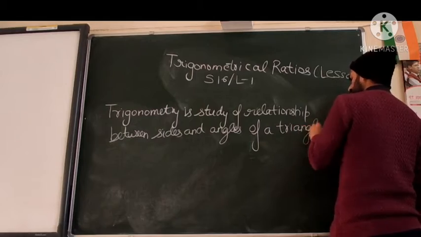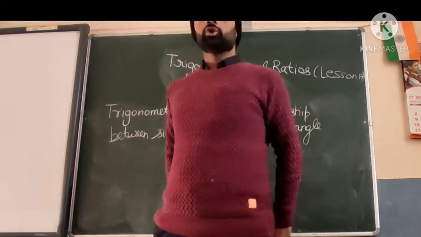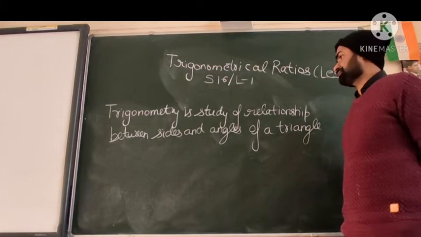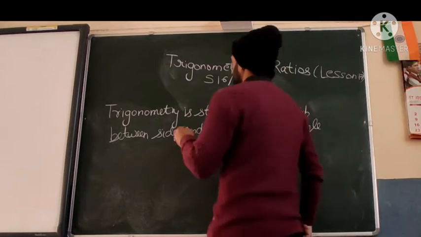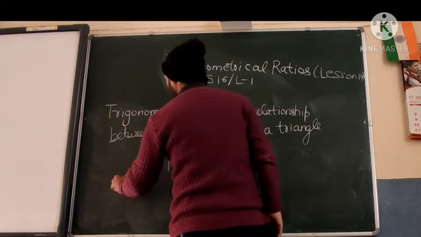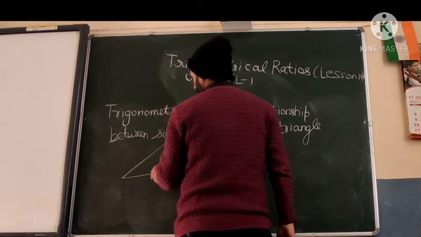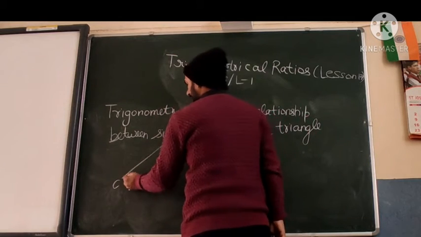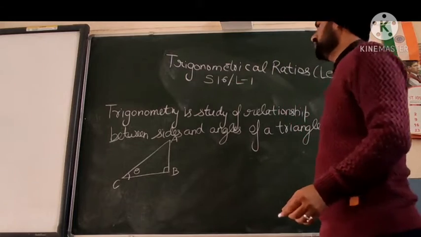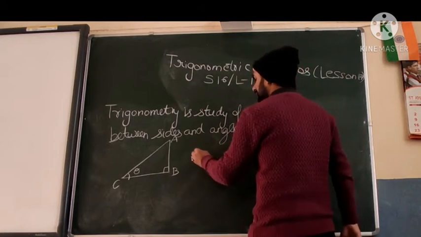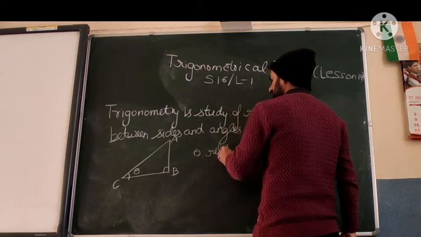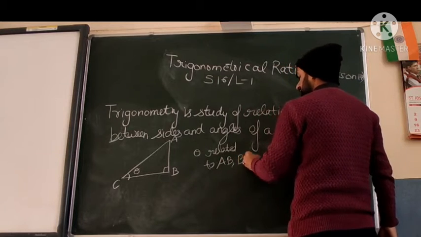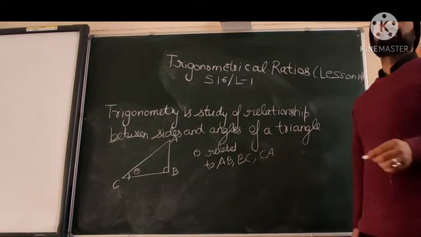Okay, that means a triangle will be given to you, and for that triangle you will calculate the angles, or angles will be given, and you calculate some relationships A, B, C. Suppose this is a right angle triangle and I have an angle, I am calling this angle theta. So how is this angle theta related to the sides? What are the sides? AB, BC and CA. These three sides are there.